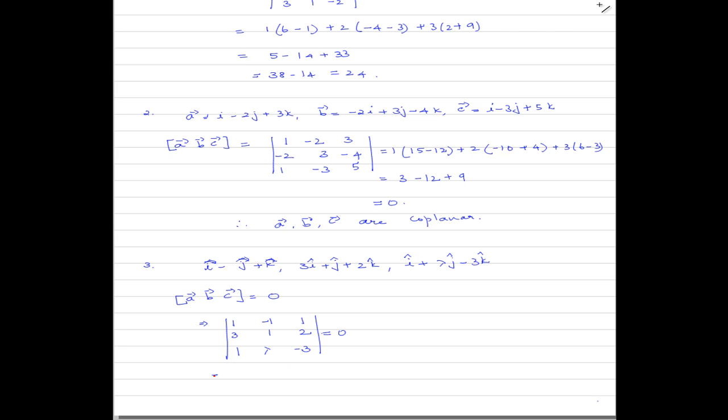So this gives us that 1 into minus 3 minus 2 lambda, plus 1 into minus 9 minus 2, plus 1 into 3 lambda minus 1 is equal to 0. From this we get minus 3 minus 2 lambda minus 11 plus 3 lambda minus 1 is equal to 0, which gives lambda minus 15 is equal to 0, or lambda is equal to 15. So that is the answer for the third problem.